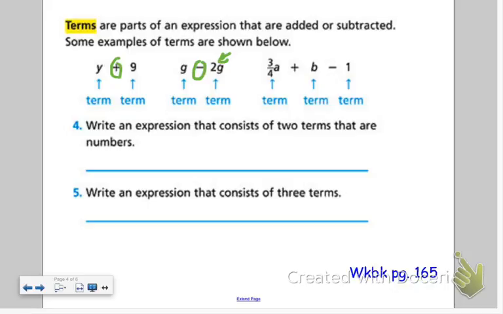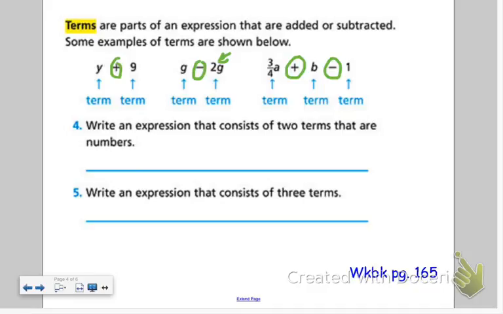Look at this last one, 3/4 a plus b minus 1. 3/4 a, even though that's multiplication, that whole thing is one term. B, that's one term, and 1, that's one term, and they're being separated by that addition and that subtraction sign. So there's 3 terms in that expression.